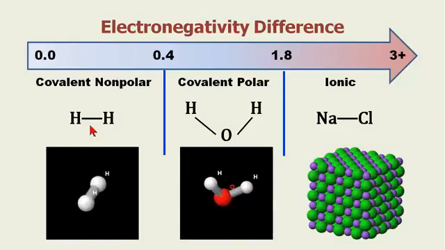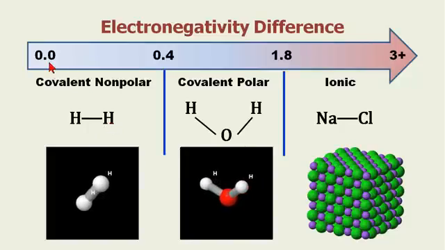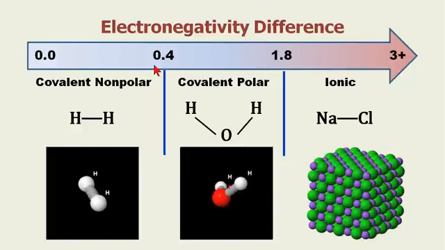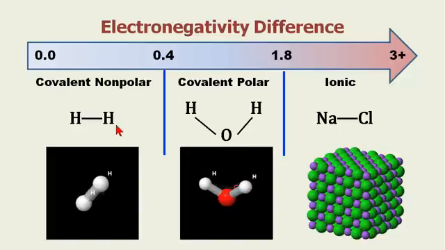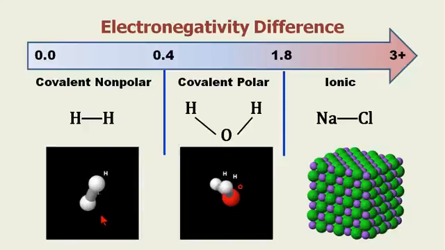Here's our first example. We talked about hydrogen. We know that since they're the same elements, their electronegativity difference is zero. This is a scale which is a little bit sliding; it's not absolute. We just know in general that the covalent non-polar compounds have values of electronegativity difference between 0 and 0.4. An example would be the diatomic molecule hydrogen.